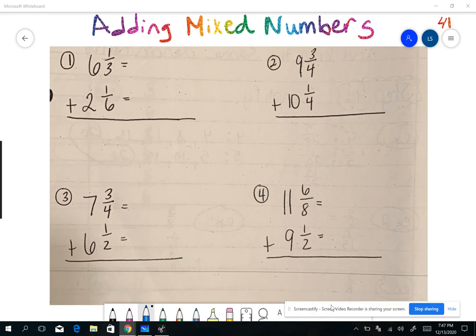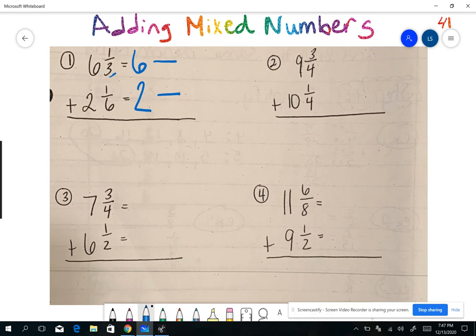So today we're going to be adding mixed numbers. It's not that different from when we were adding and subtracting fractions with unlike denominators. The only thing new is that you have to carry these whole numbers over when you are changing your denominators.